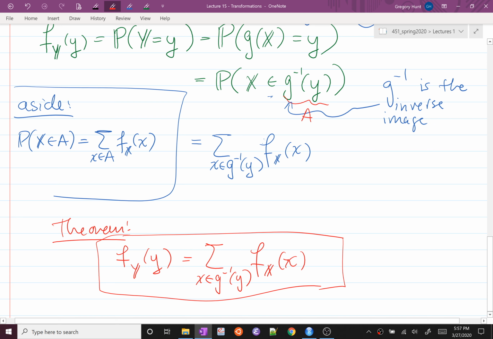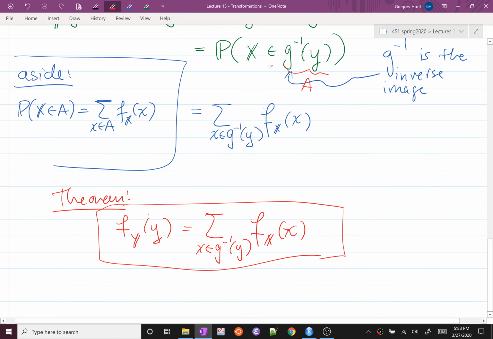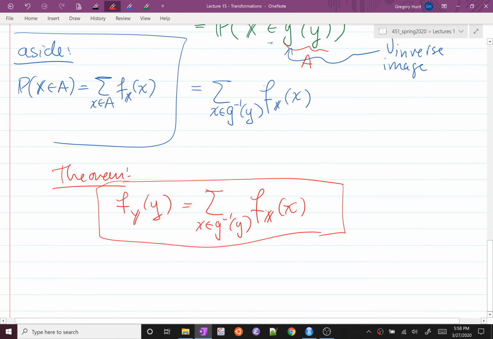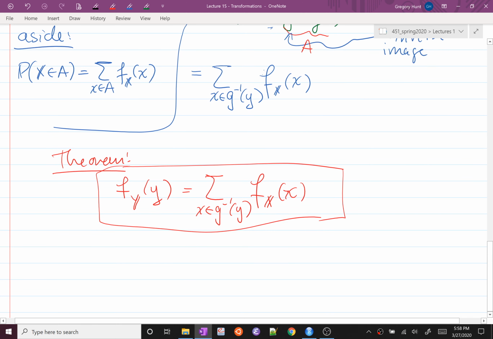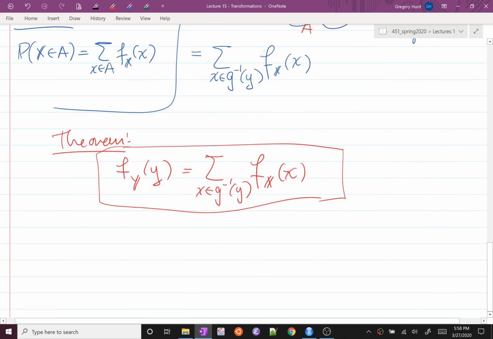So I want my PMF of y. If I know the PMF of x, f of x, and I know something about G, enough to get the inverse image of G, all I have to do to get my PMF of y is apply this formula and say for each little y, or for each x in G inverse of little y, I sum up all those PMFs. And so this formula looks a bit scary, but it's actually relatively intuitive.